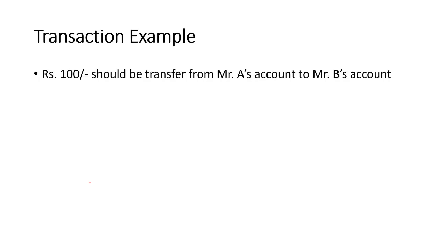Now, suppose in a bank system, Mr. A and Mr. B have accounts. An amount of 100 rupees will be transferred from Mr. A's account to Mr. B's account. So what should we do? First of all, we need to read the amount which is available in Mr. A's account. We represent it by read A. R stands for read and A stands for Mr. A. Now we need to deduct that 100 rupees from the available amount. So A equals A minus 100.